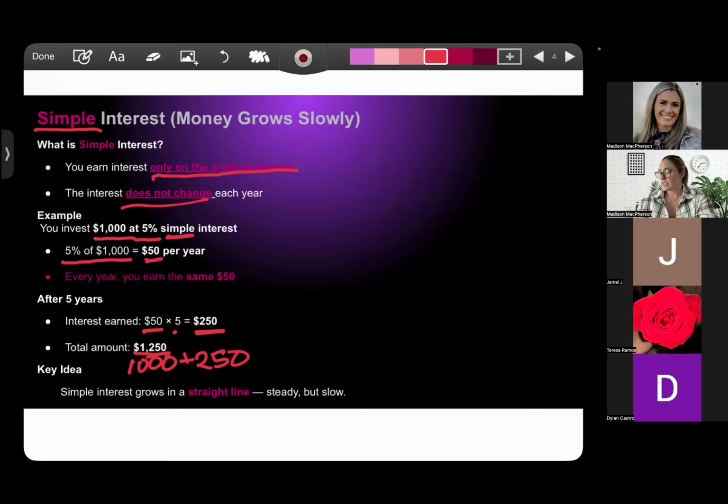Okay, simple interest grows in a straight line, steady but slow. So last week we looked at linear versus exponential. Simple interest is going to be growing on a linear pattern. Okay, so it's growing at a constant rate. The other one, compound interest, is going to be exponential. So see how last week's lesson ties into this one. We have simple interest, which is linear. Compound interest, we'll see in a minute, is exponential.